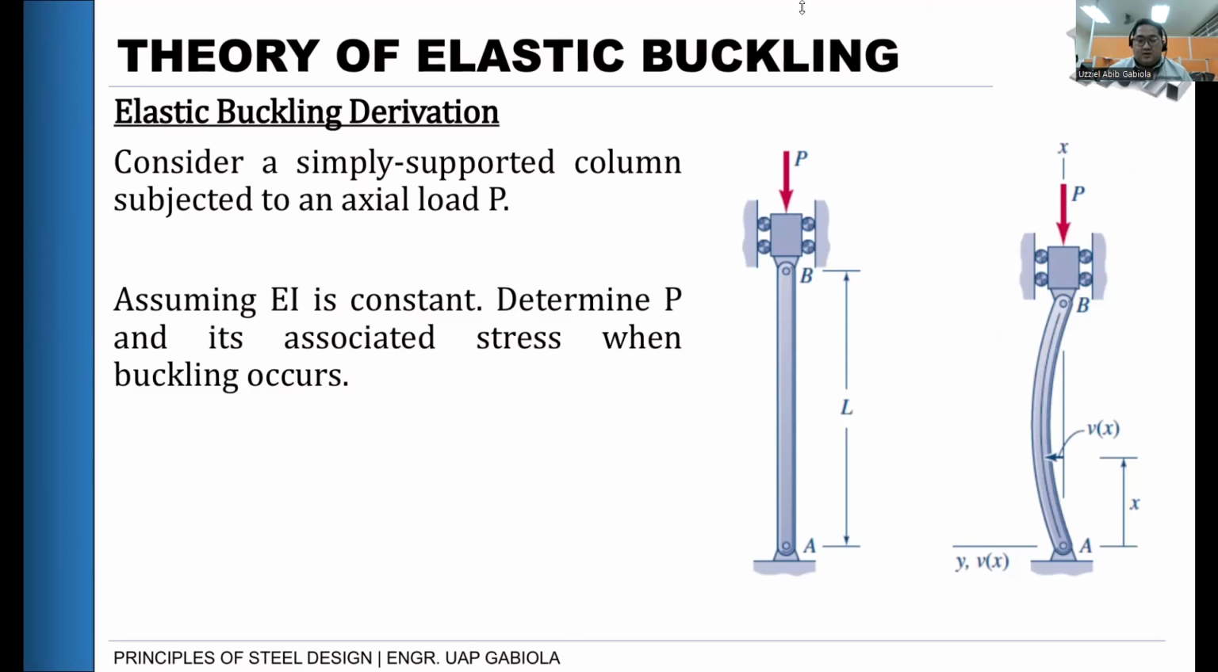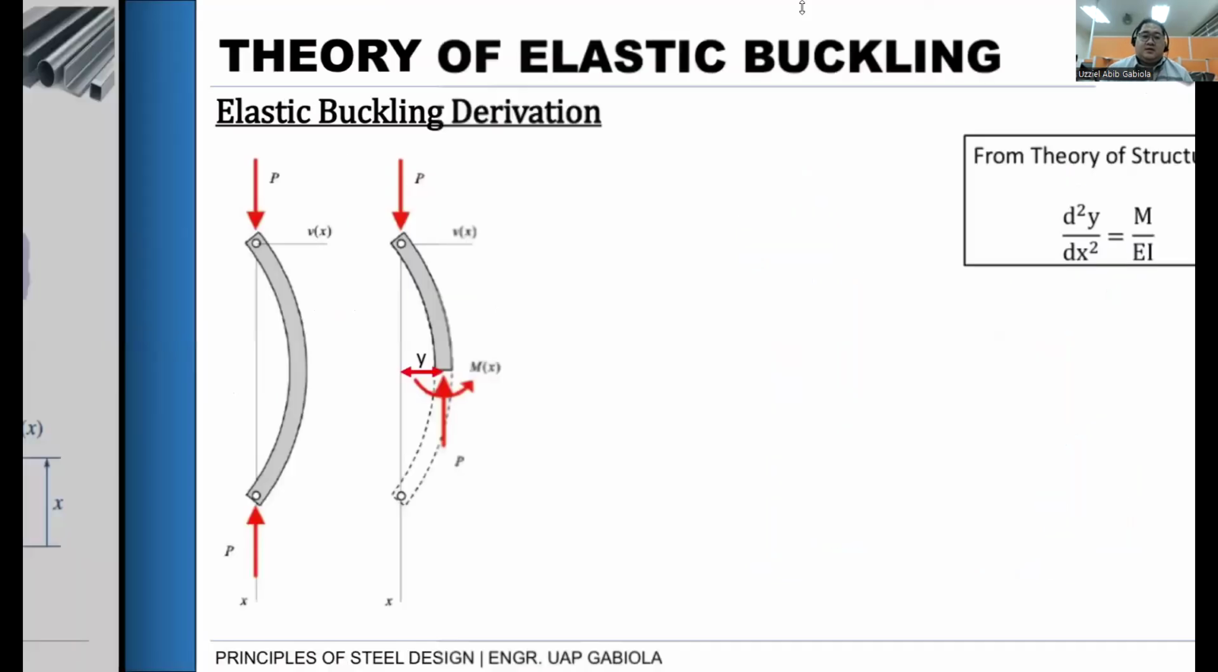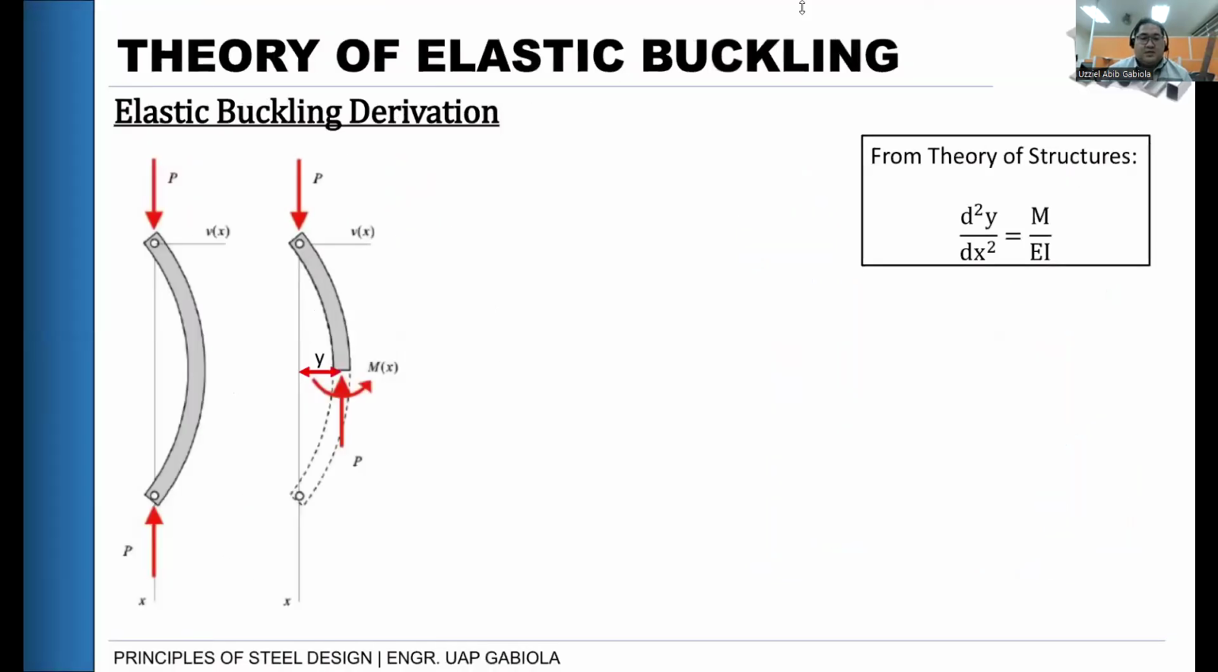Okay? So, to understand that, let us isolate a column section ulit. Okay? So, let us assume na ito yung column section natin. And assumption natin, mag-introduce tayo ng actual loading sa kanya. Okay? Halimbawa, ito yung column natin. And then, nag-apply tayo ng loading sa kanya. And then, assumption natin is simply supported lang siya. Kung simply supported lang siya, ang tendency yung shape ng column natin is to like this, ano?